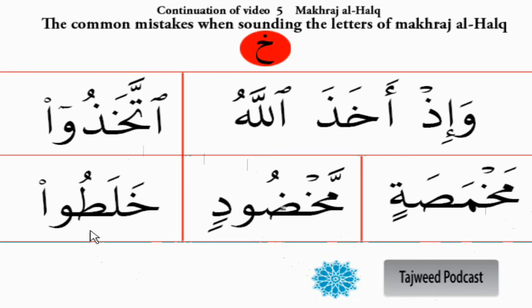The last example is to be careful not to make the lam full mouth. The kha is mufakham, and the lam is muraqqaq, which is empty mouth. The ta is full mouth. So how do we read? Khalatu, khalatu.